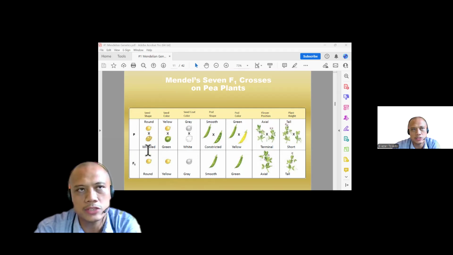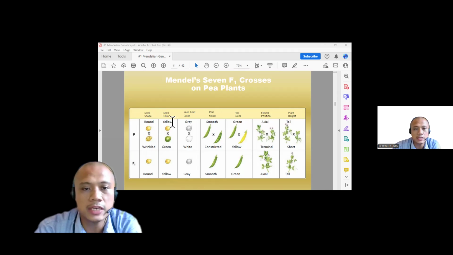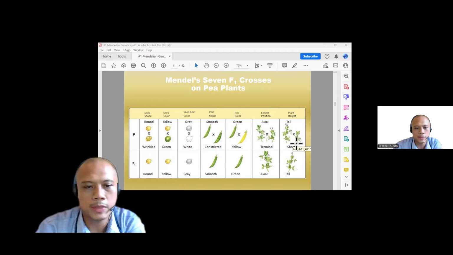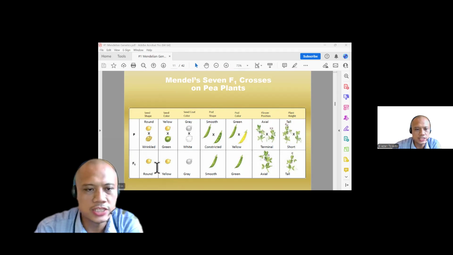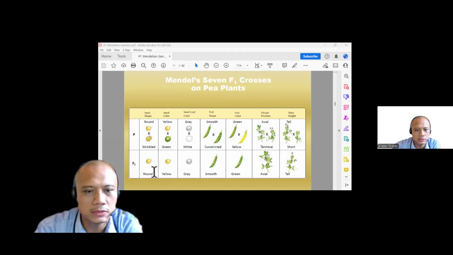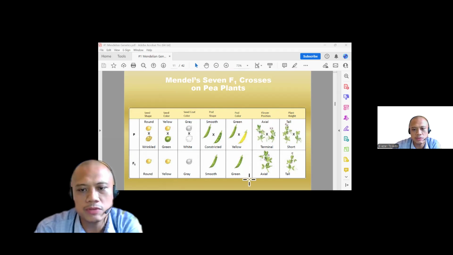The traits for genes could actually be dominant and recessive. Seed color, yellow or green. Seed coat, it could be gray and it could be white. The pod shape, it could be smooth and constricted. Pod color, green or yellow. The flower position, eggshell and terminal. And the plant height, either tall or short. Okay? And this is just an example of their F1, the first generation, having round, yellow, gray, smooth, green, eggshell, and tall.